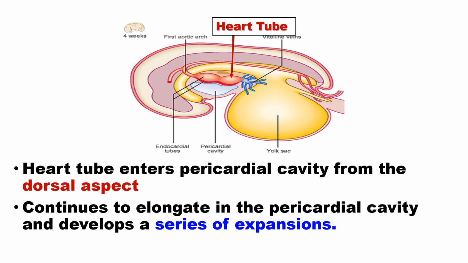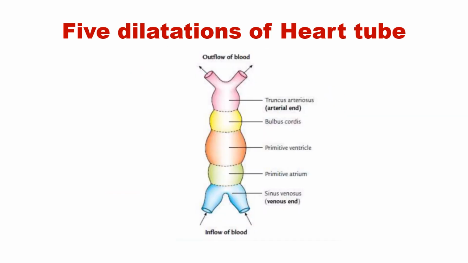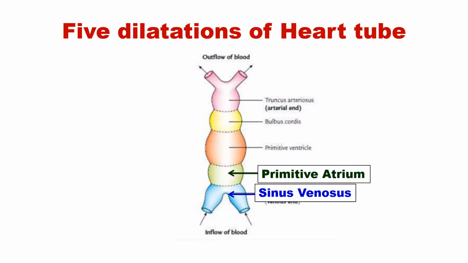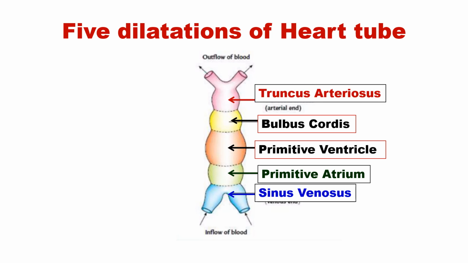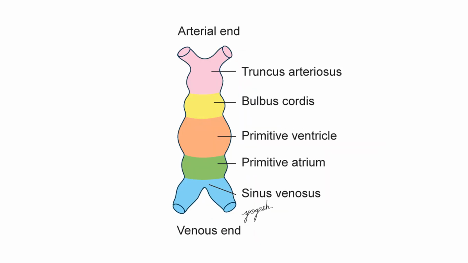The heart tube enters the pericardial cavity from the dorsal aspect, continues to elongate in the pericardial cavity and develops a series of expansions or dilatations. There are 5 important dilatations of the heart tube, caudocranially: sinus venosus, primitive atrium, primitive ventricle, bulbus cordis and truncus arteriosus.